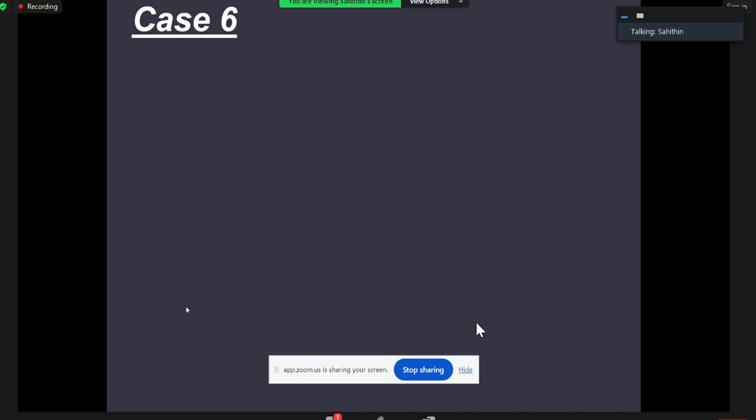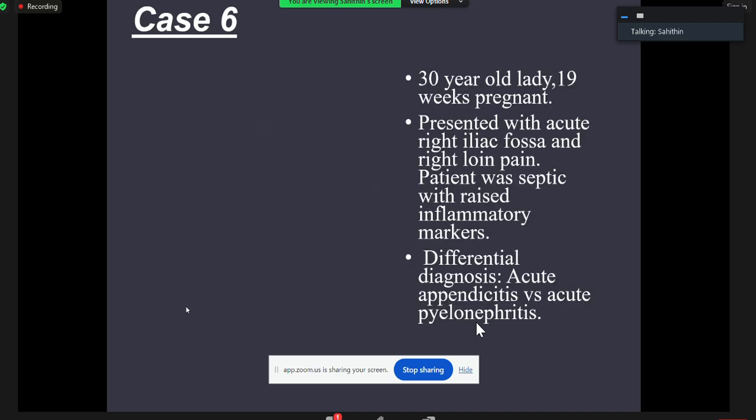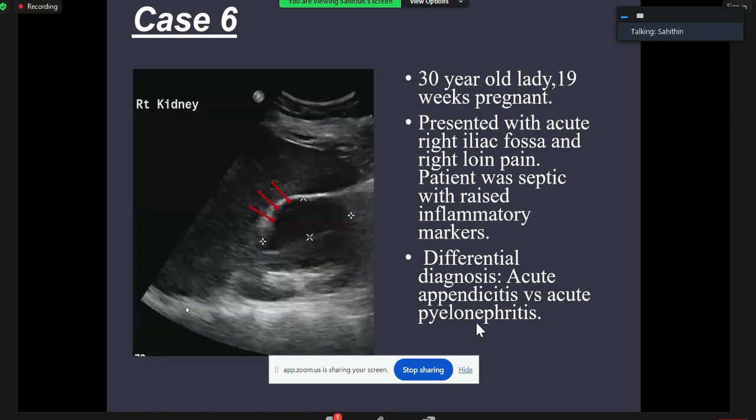This is the last case. This lady was 19 weeks pregnant and presented with right iliac fossa and right loin pain, septic, and it was whether this is acute appendicitis or acute pyelonephritis. So she had an ultrasound which showed this subcapsular collection, which it was clear wasn't simple fluid, and the question was whether this is hemorrhage or an abscess, although it did not look like hemorrhage and there was no real history of trauma.